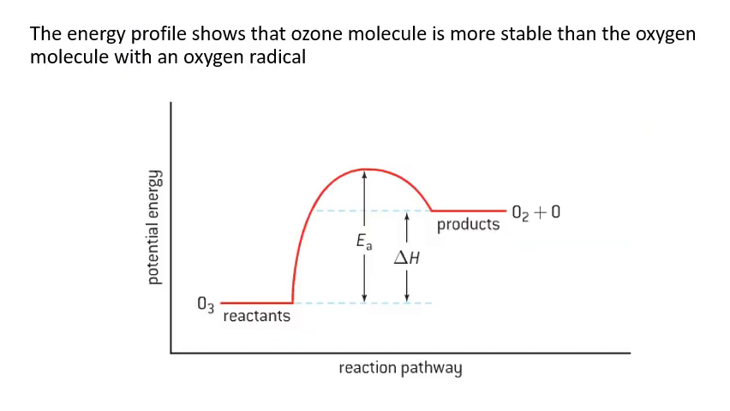Okay, so if we look at the energy profile of this particular reaction of ozone decomposing to oxygen and this oxygen free radical, you will see that the ozone molecule is more stable than the oxygen molecule with the oxygen radical, because the overall reaction is endothermic. The bonds have gained energy and are therefore less stable, and therefore the product of oxygen and the oxygen free radical has lower bond enthalpies compared to those of the reactant.